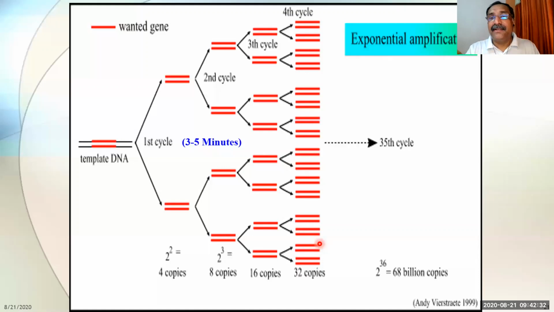And how many cycles are there in one polymerase chain reaction, approximately? What number did I tell you? The approximate number of cycles I told you.